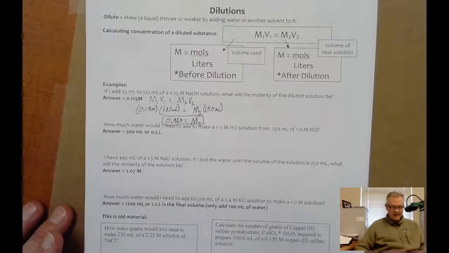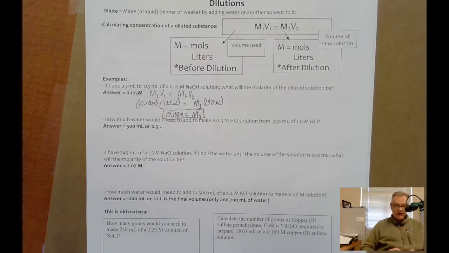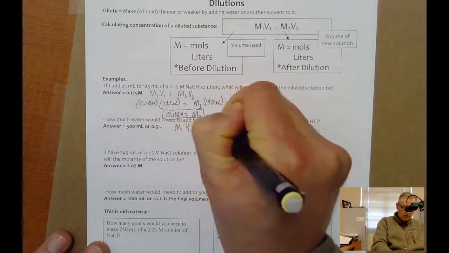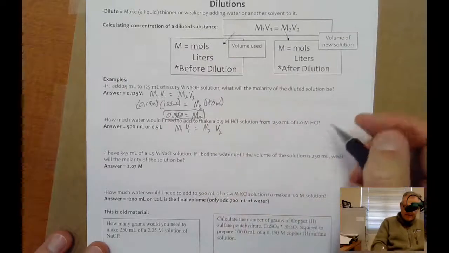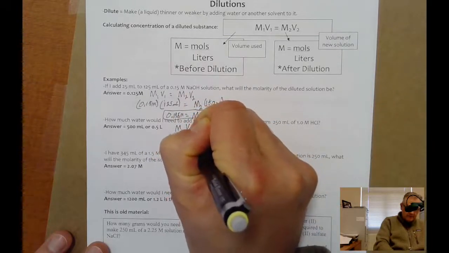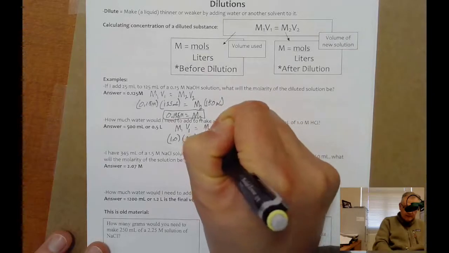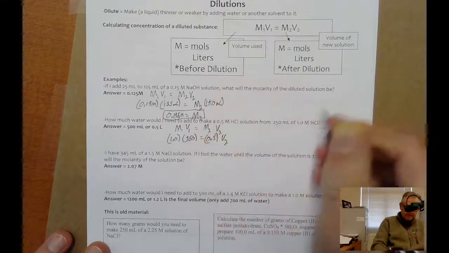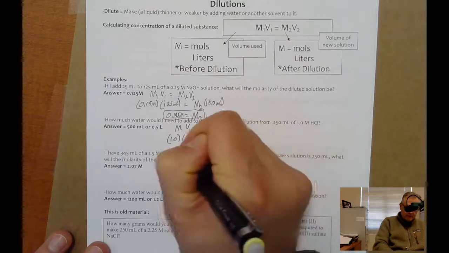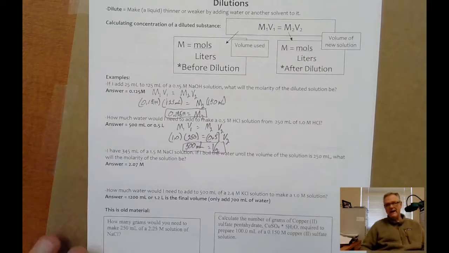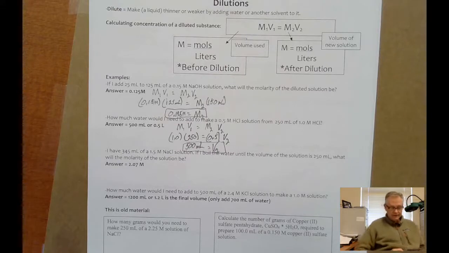Now in the next example problem, it says how much water would I need to add to make the solution? So I'm going to come back over here and do the exact same thing. M1V1 = M2V2. This time I have a 1 molar solution. I have 250 here. Then the molarity is 0.5, and it is going to be the volume, V2. So when I do this, V2 is going to be 500 milliliters. That is the volume that I would have to have of my new solution, 500 milliliters.